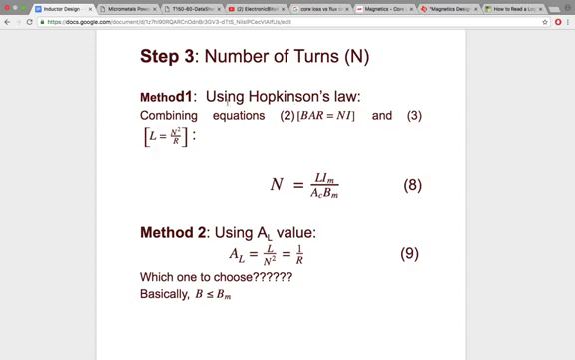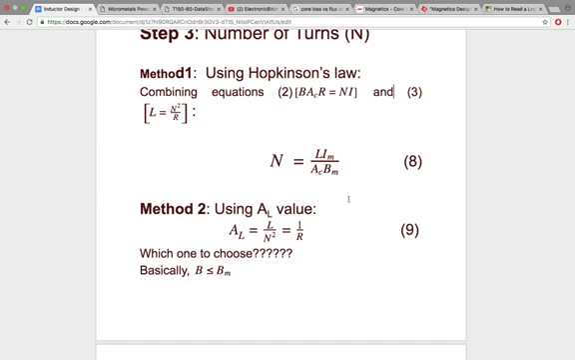There are two formulas using which we can find the number of turns. One is using Hopkinson's law, or the reduced form of Ampere's law. These are the two expressions, the main expression which we have already derived in the beginning itself. If you solve these two equations, you can find the value of the number of turns. Basically, R is eliminated in both cases.